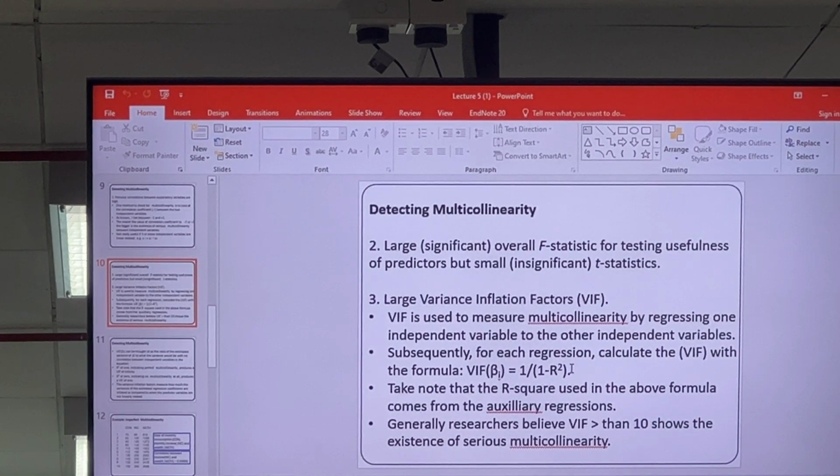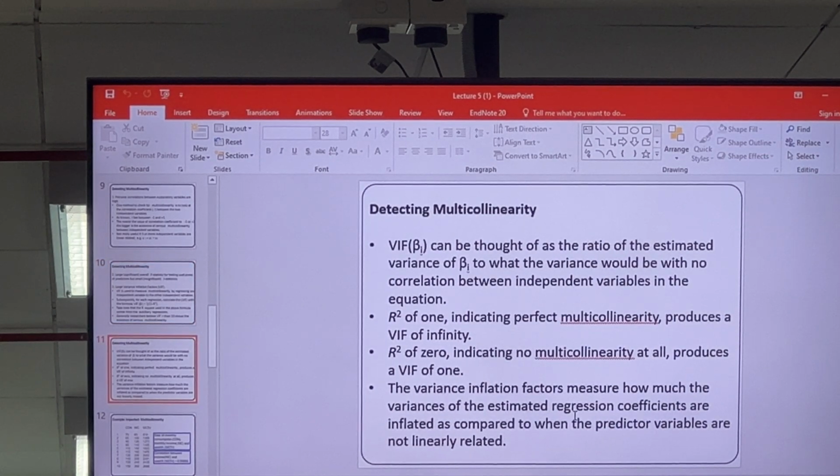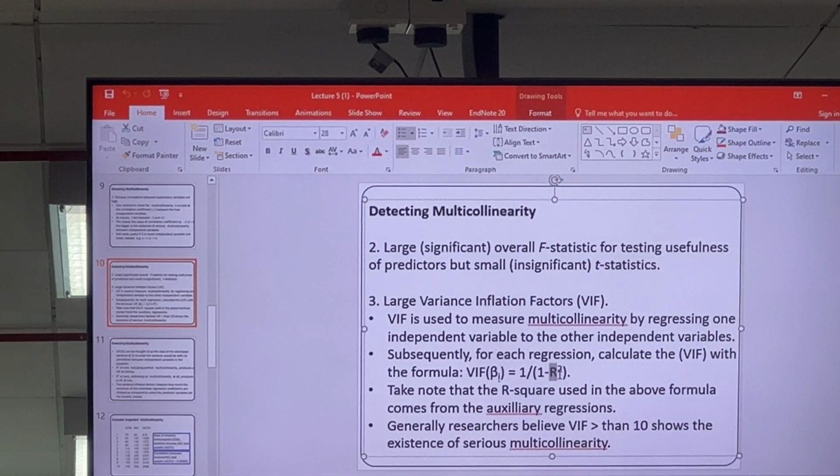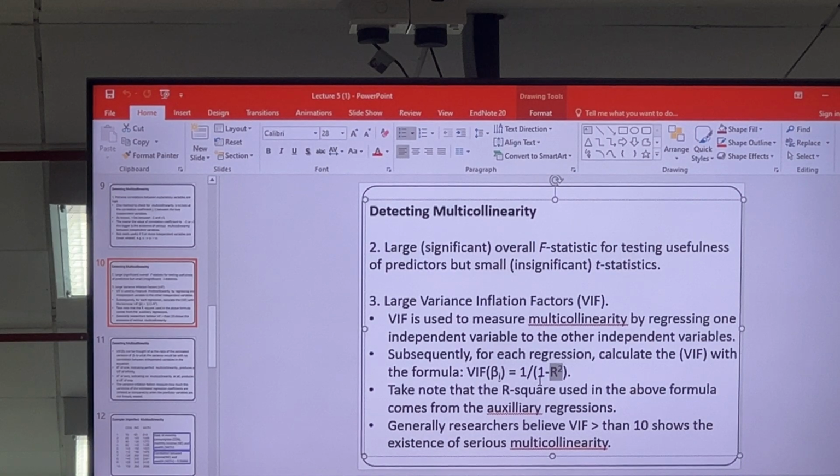And take note that the R square used in the above formula comes from the one just now, where each X is regressed against the other X's. So R square of 0, indicating no multicollinearity at all, produces a VIF equal to 1. If you regress each X against the other X's and it produces R square equal to 0, then the VIF is equal to 1. So there is no multicollinearity problem at all, because it's 1 minus 0.